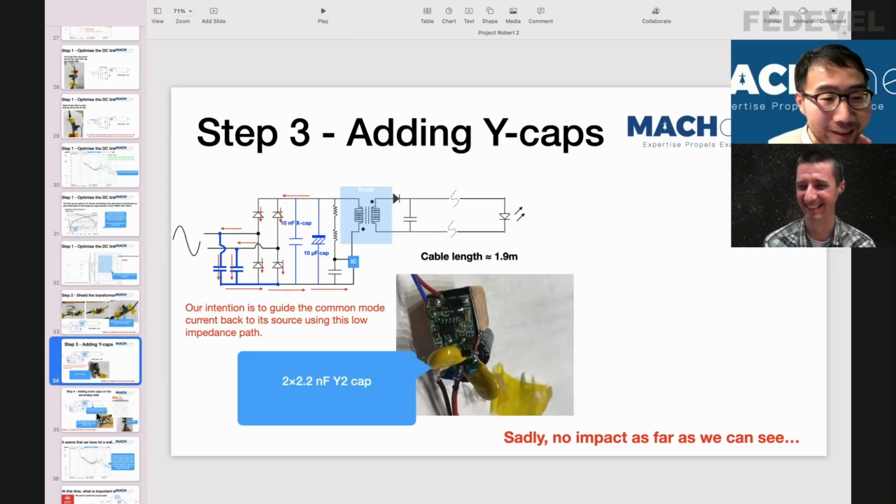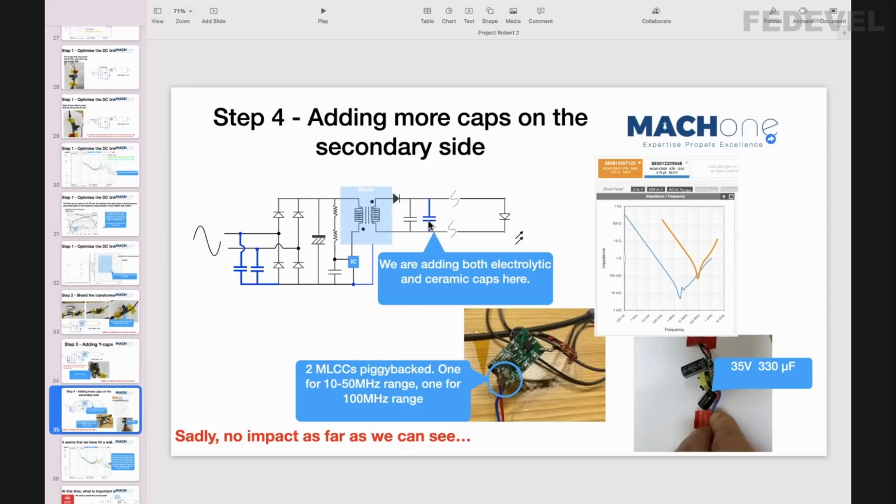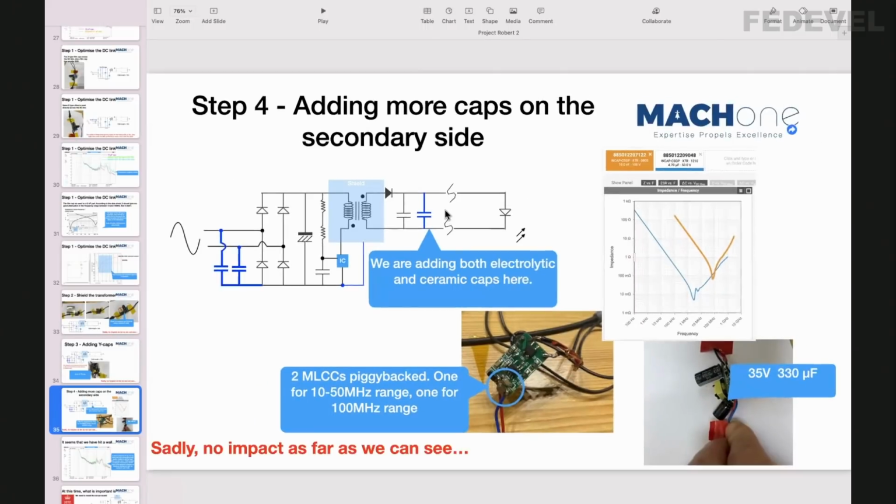This is getting more interesting. Another thing we tried: lots of the methods we tried are on the high voltage side, and we haven't tried anything on the low voltage side. So I put some ceramic capacitors, which are supposed to work really well in the frequency range we're interested in. One works well between 1 megahertz and 10, the other works well around 100 megahertz. I put them on the low voltage side, no improvement. So at step 4, we're still stuck.